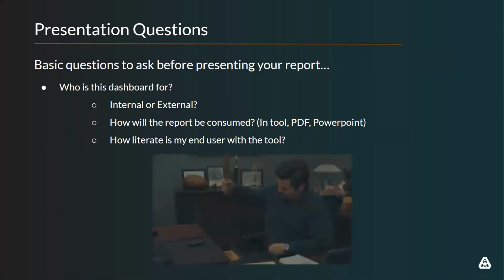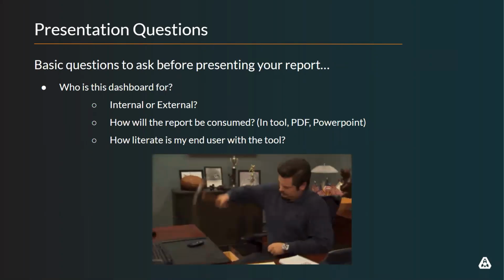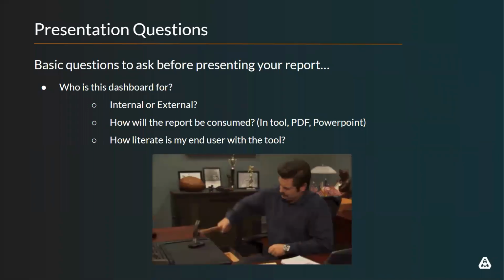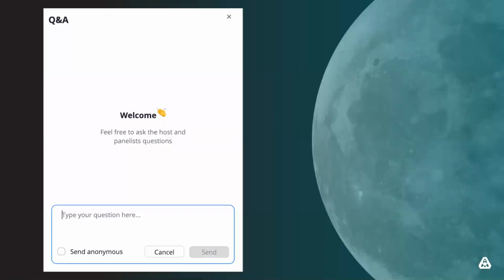So that's pretty much everything for me. Just make sure, if you have people who are less literate like Ron Swanson, that you're considering them in your life. Thank you, everybody. That's the end of the presentation. If you have any questions, I think now is the Q&A portion.